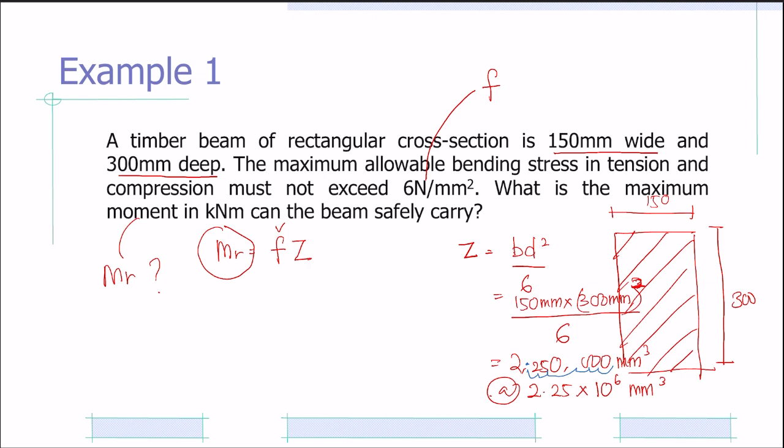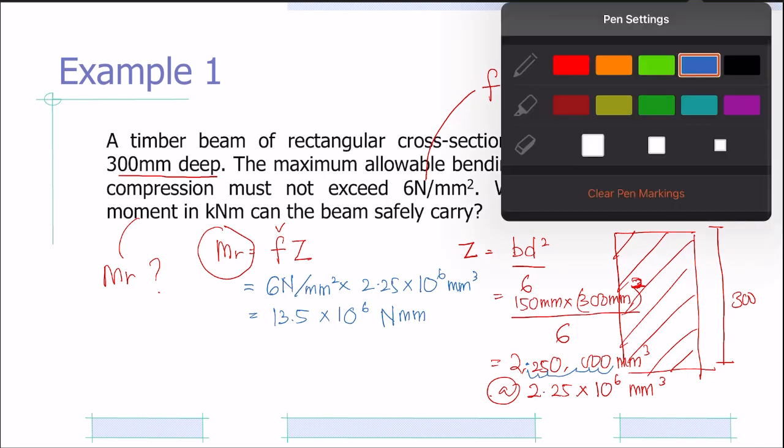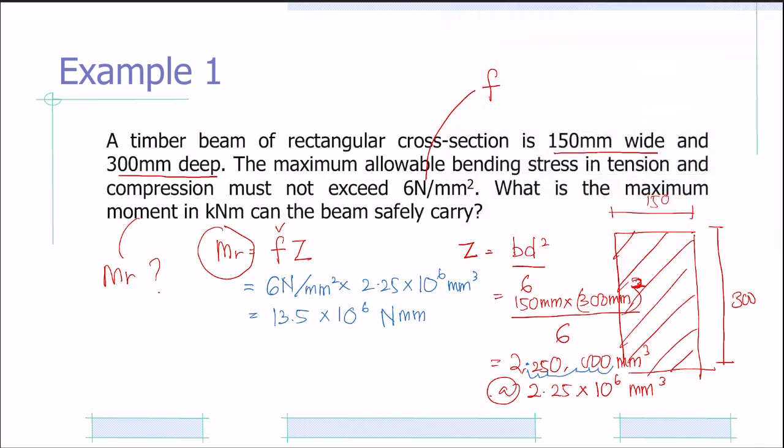Then we can just masukkan dalam our formula here. F, we know that it is 6 Newton over millimeter square. And this Z is 2.25 times 10 power of 6 millimeter cube. That gives 13.5 times 10 power of 6 Newton millimeter. Since ini pangkah, ini tinggal 1 Newton millimeter.